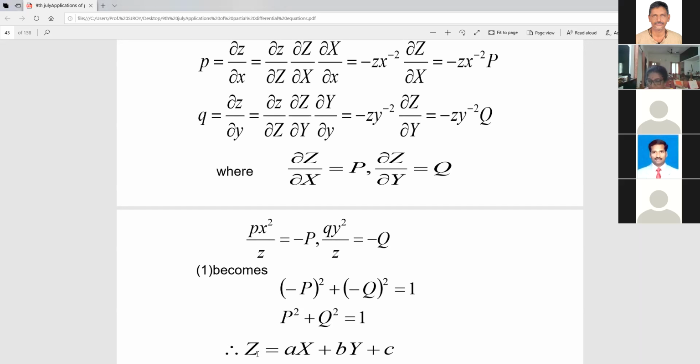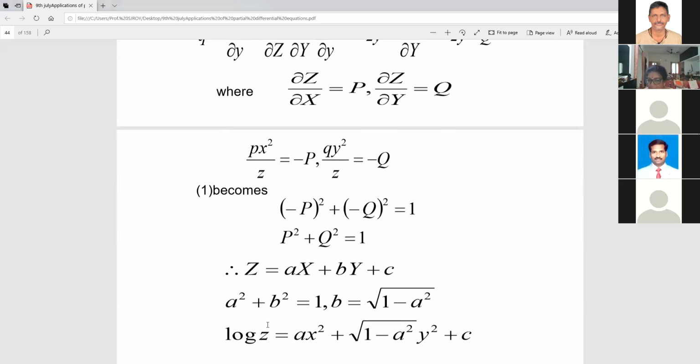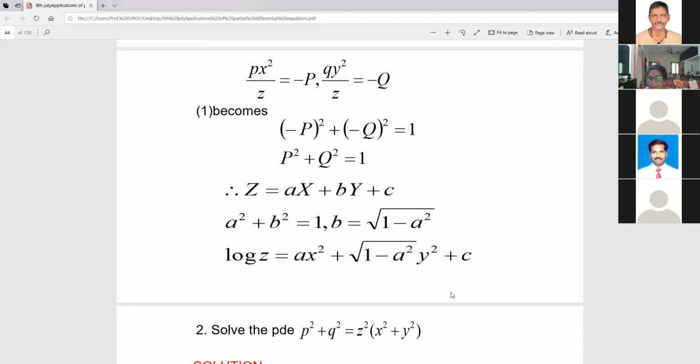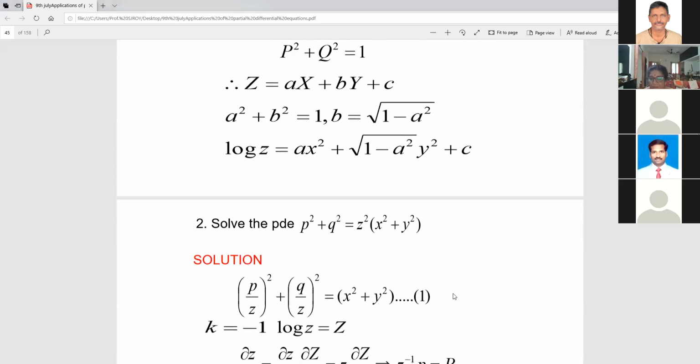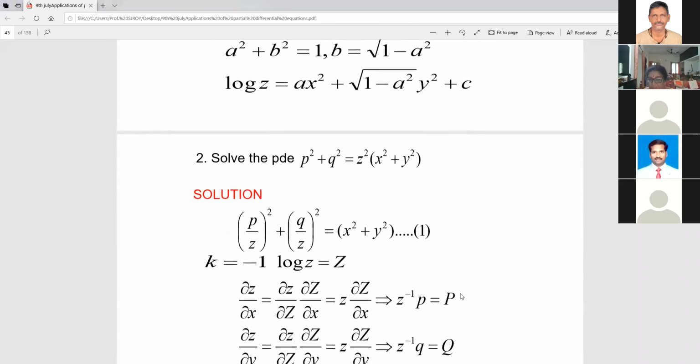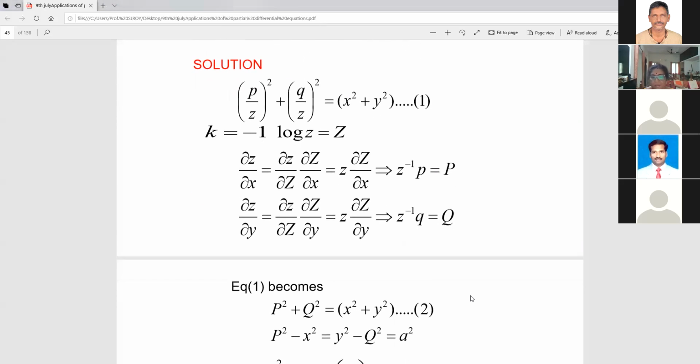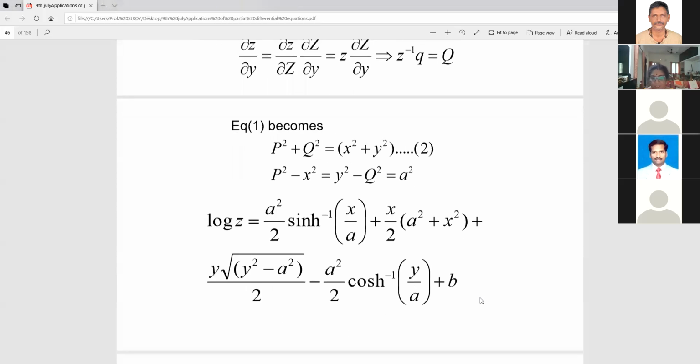We know, as I told you, Z equal to aX plus bY plus c, and then replace this c by this, and then finally you transform back to the original independent variables. So this is your X, and the dependent variable also you change. So we are getting it like this: log Z equal to ax plus square root of 1 minus a square y square plus c. So this is the solution. So we get into this type of problems by using this transformation. So this is useful because of reduction to standard form. So similarly, you have this, I will skip.